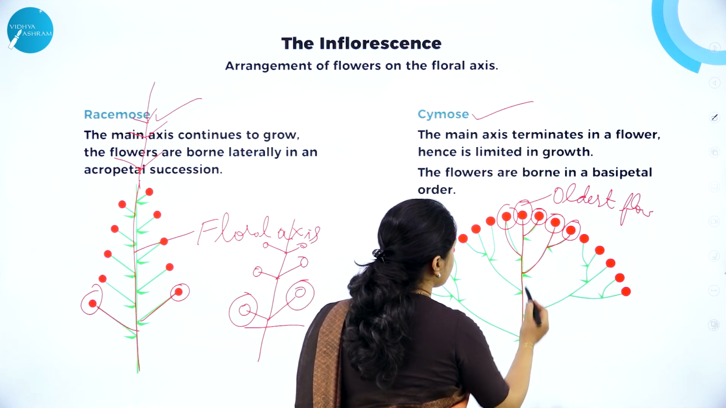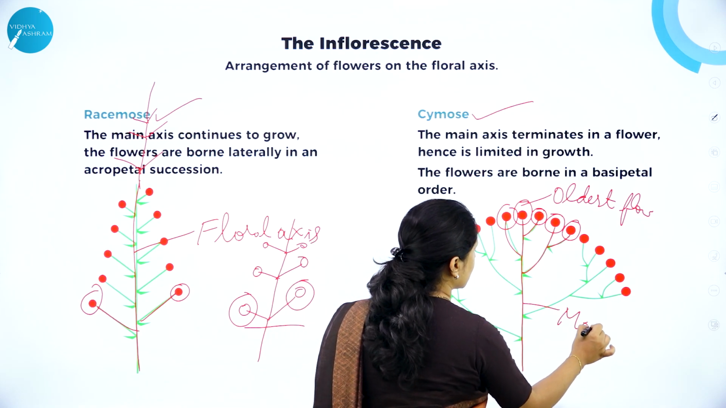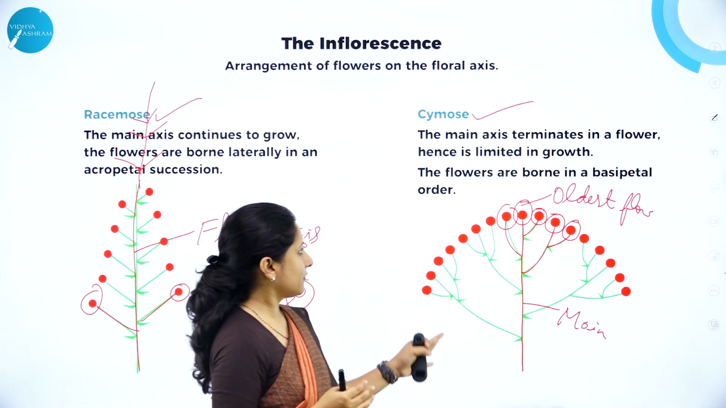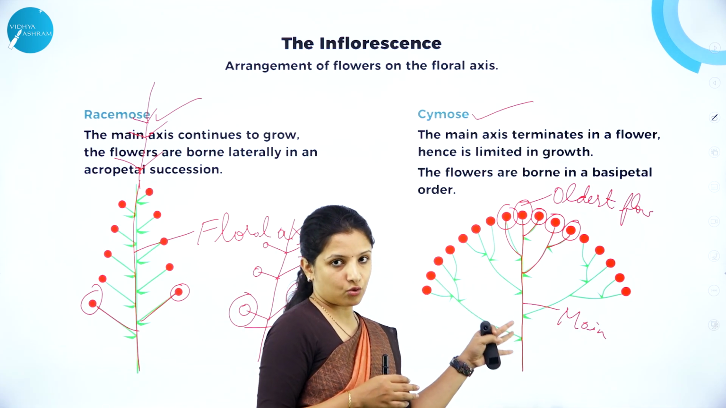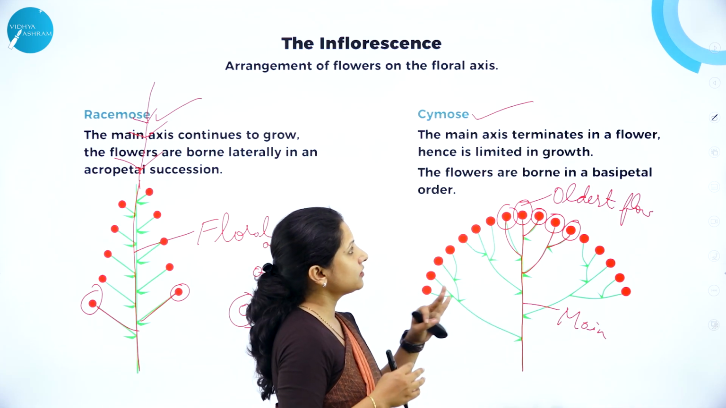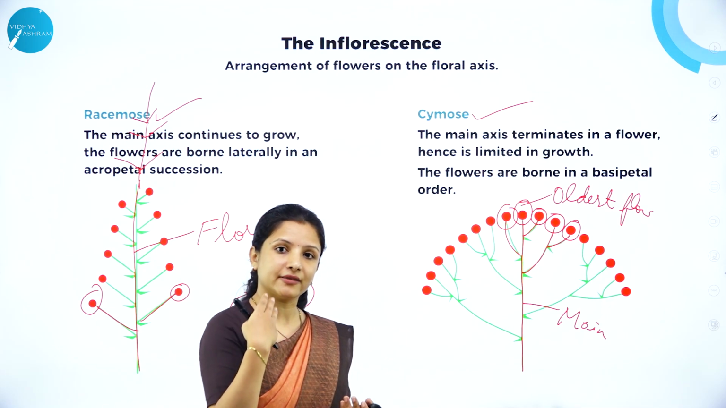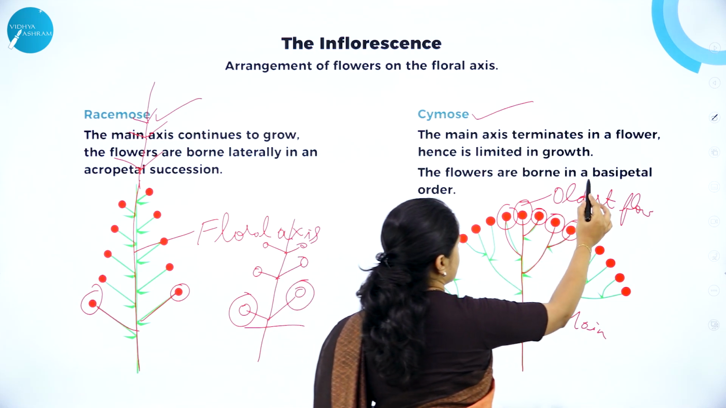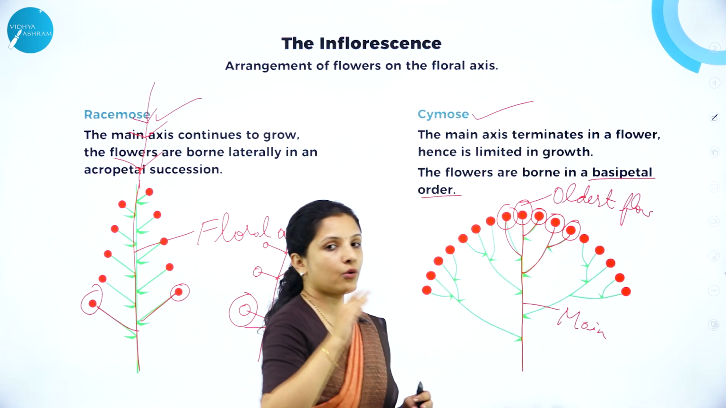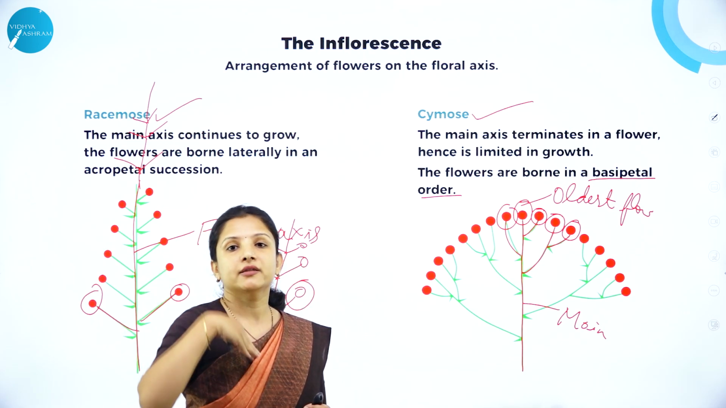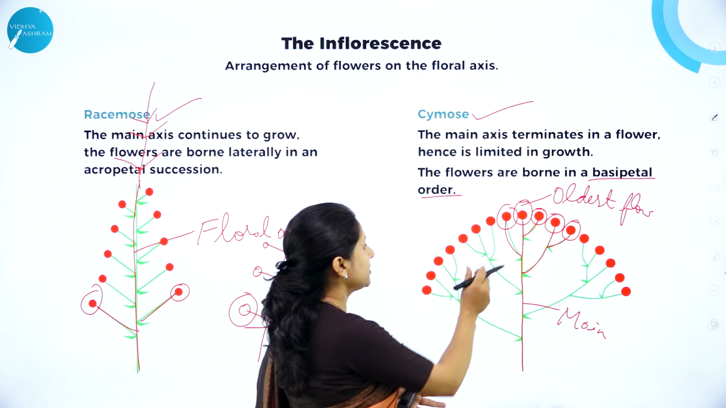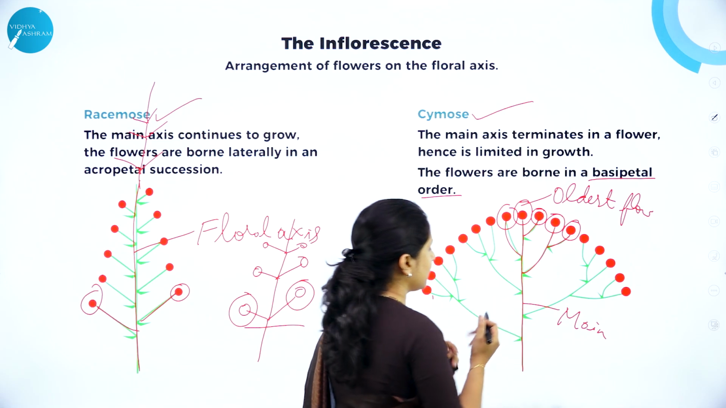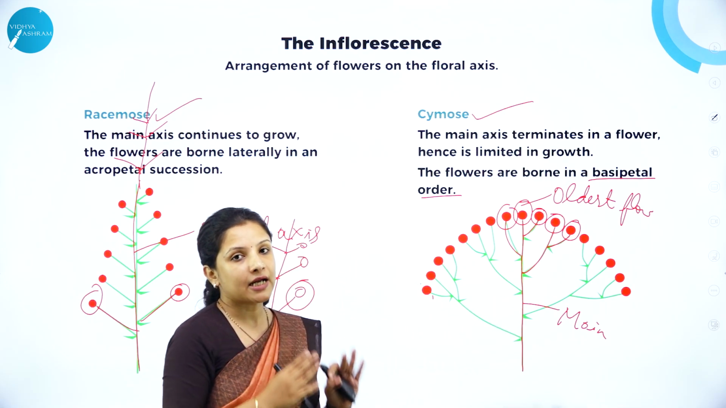Why? Because once the main floral axis, so this is the main floral axis, once the main floral axis forms, it terminates in a flower. So therefore this has limited growth, because all the flowers that are formed in the floral axis will be at the terminal end. And always this shows basipetal succession or arrangement of flowers, wherein the older flowers will always be at the top and the younger flowers will be at the bottom. So all these will be the older flowers, and as and when the flowers keep on forming at the bottom, they will be the younger flowers. So this is cymose inflorescence.